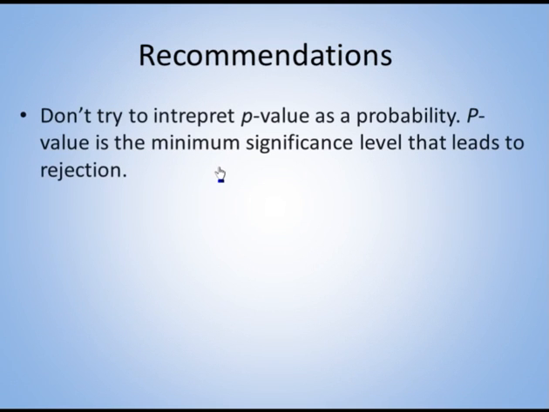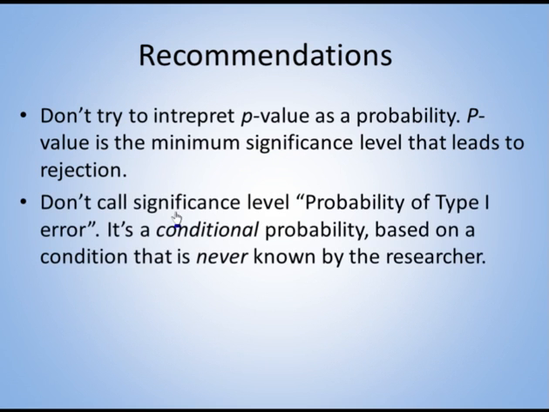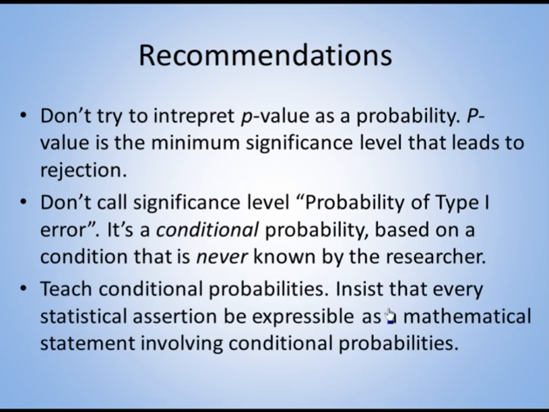So my recommendations: don't try to interpret p-value as a probability. P-value is the minimum significance level that leads to rejection. Don't call significance level the probability of type 1 error. It's a conditional probability based on a condition that's never known to the researcher. Teach conditional probabilities. Insist that every statistical assertion be expressible as a mathematical statement involving conditional probabilities.